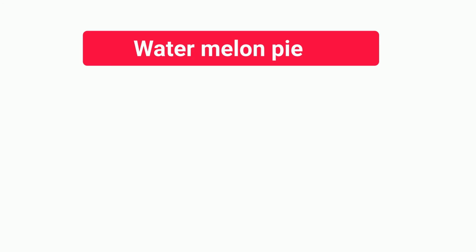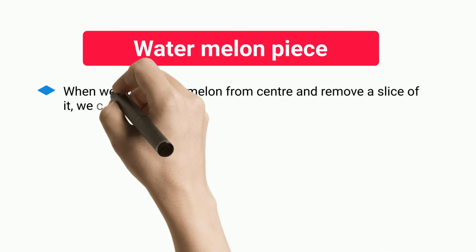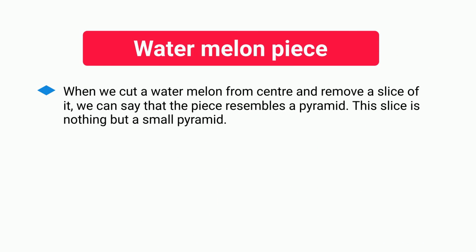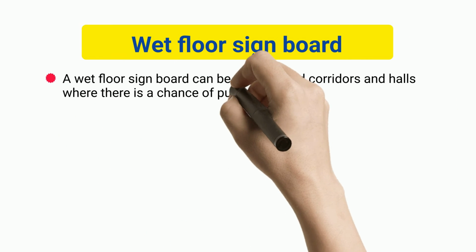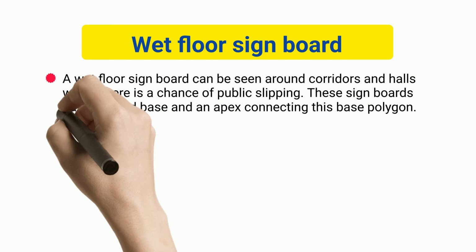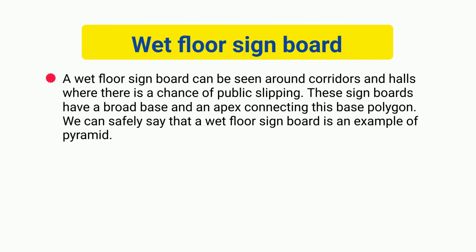Watermelon piece. When we cut a watermelon from the center and remove a slice of it, we can say that the piece resembles a pyramid. This slice is nothing but a small pyramid. Wet floor signboard. A wet floor signboard can be seen around corridors and halls where there is a chance of the public slipping. These signboards have a broad base and an apex connecting this base polygon. We can safely say that a wet floor signboard is an example of a pyramid.